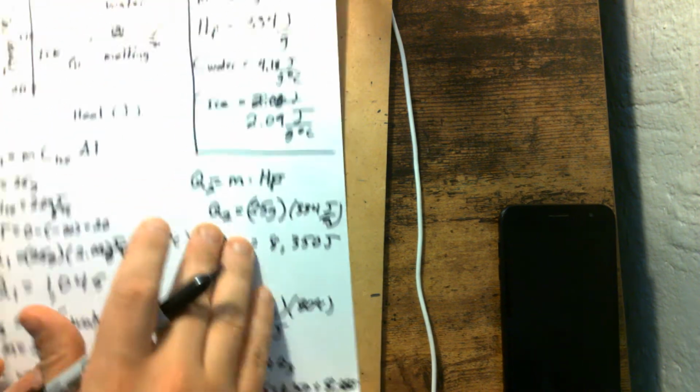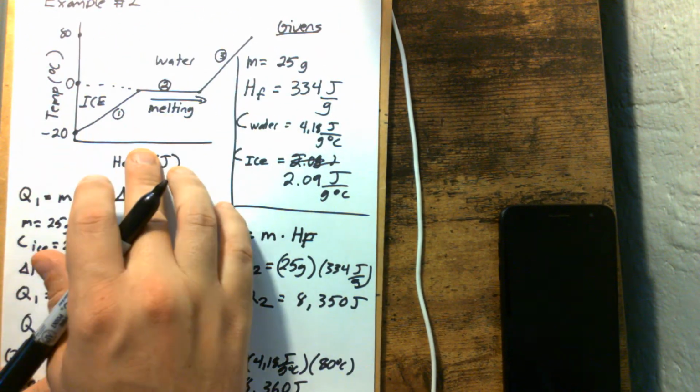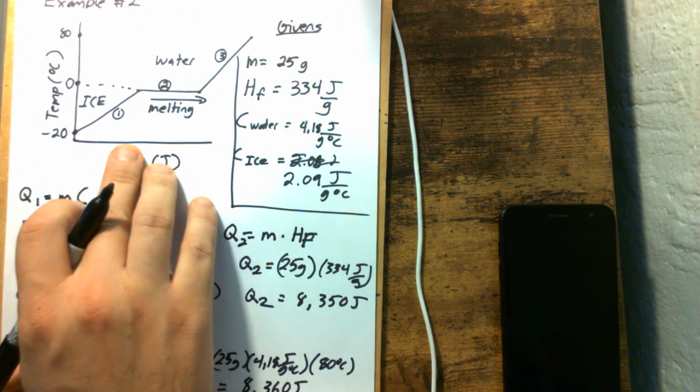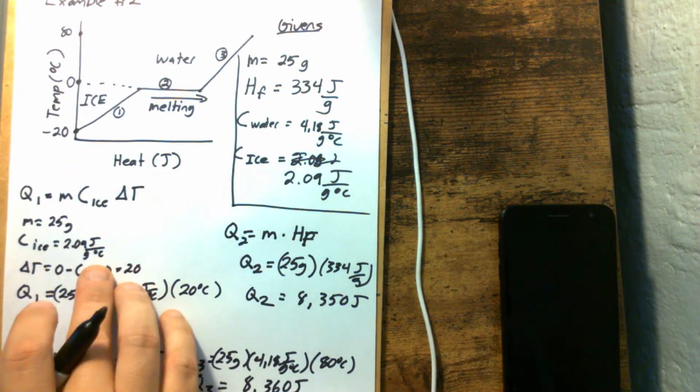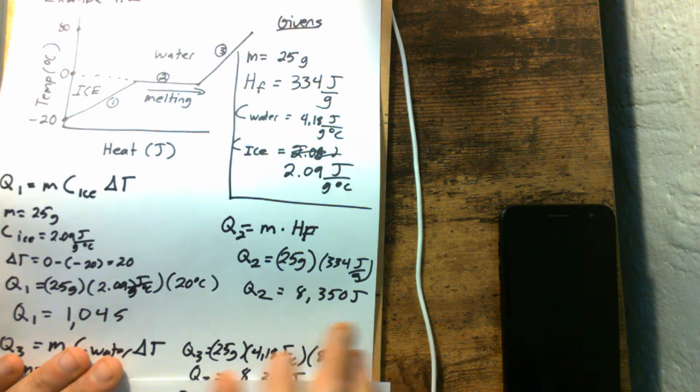So for these ones, your main goal is to draw the graph to figure out what are your phases or what are the different changes going on, find each individual one and then add them together to find your final answer.